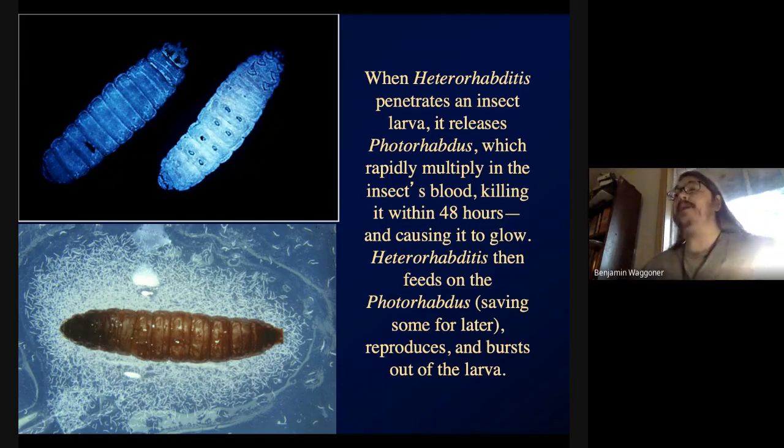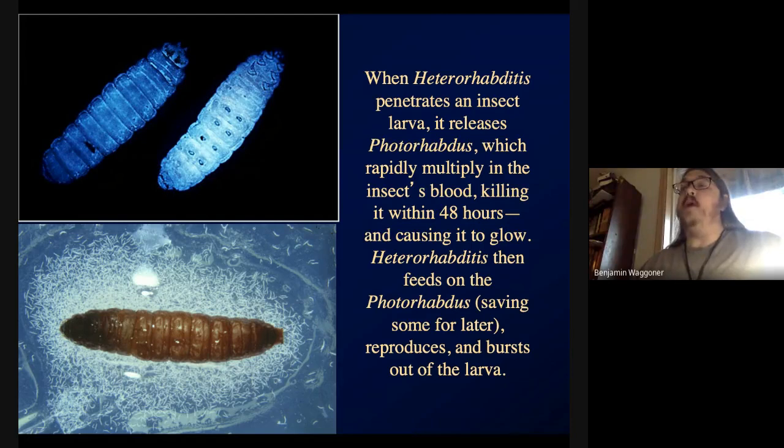So Heterorhabditis then feeds on the Photorhabdus. It's almost like Heterorhabditis is a farmer, right? It releases Photorhabdus into the insect like a farmer spreading seed on his field. The bacteria consume the insides of the insect. Heterorhabditis then feeds on the bacteria. It digests some, but it'll save some for later. Actually, it'll reproduce.